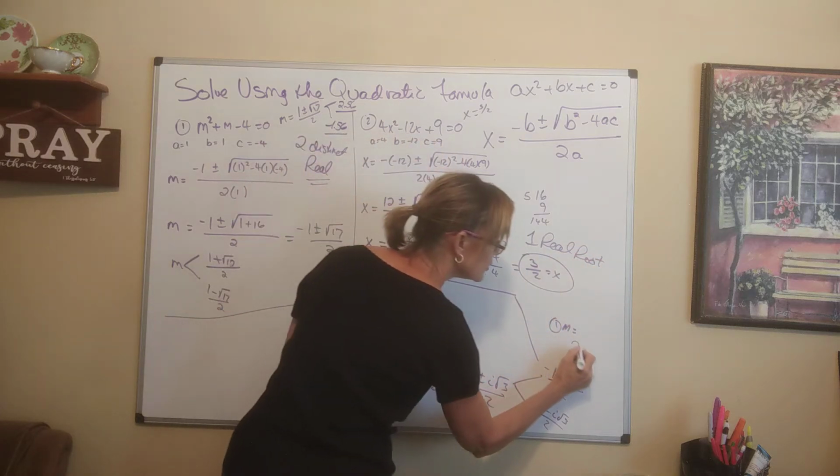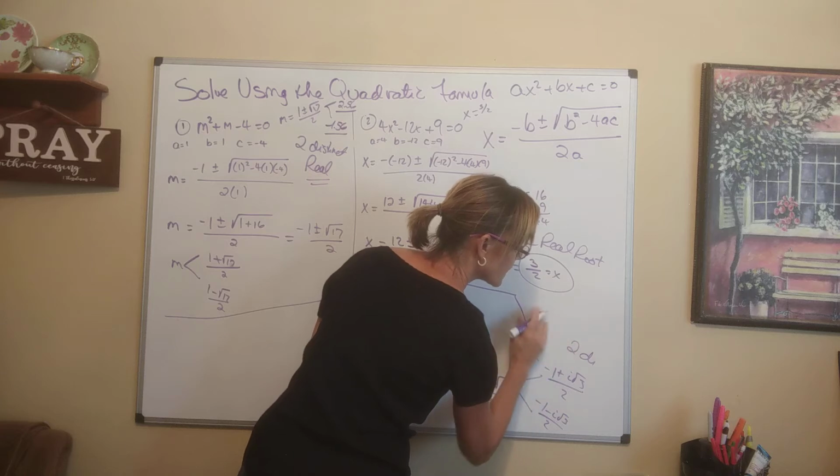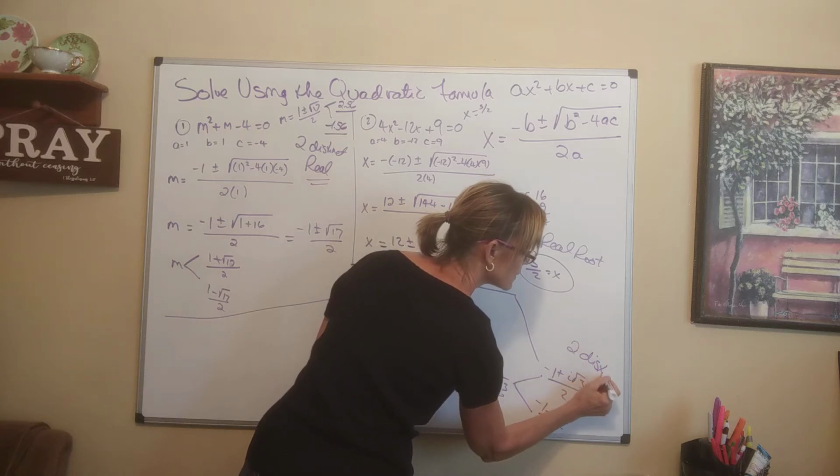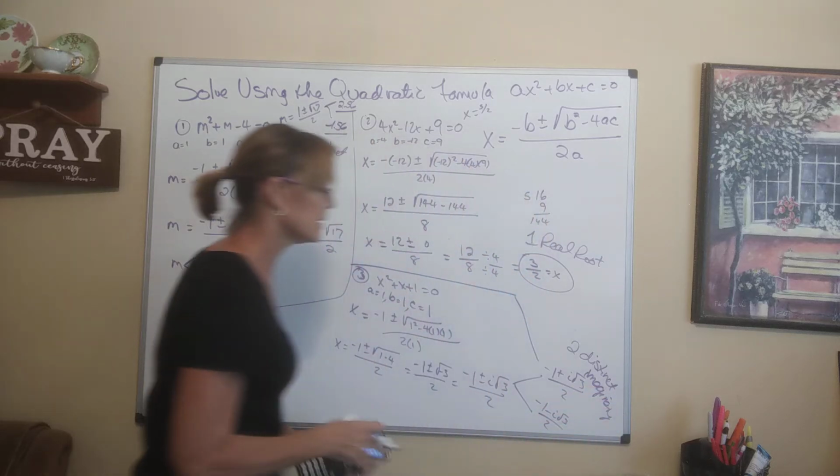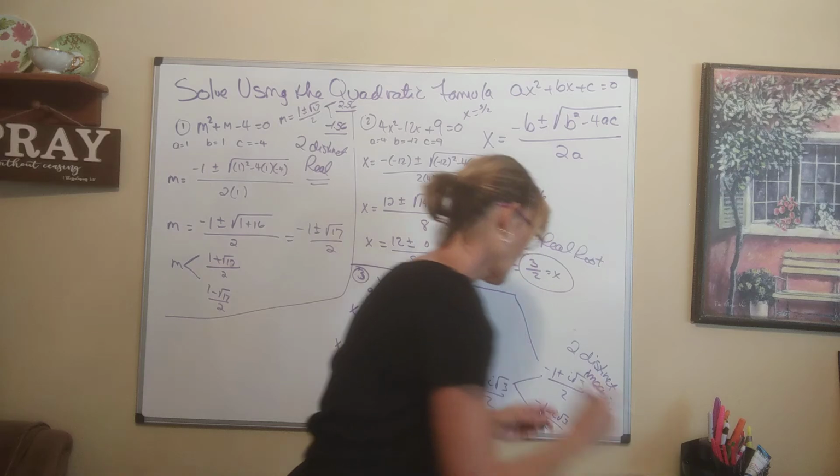Here we got 1 real root or 0 or solution. Here we got 2 distinct imaginary. So what's going on here? Well, this is what's going on here.